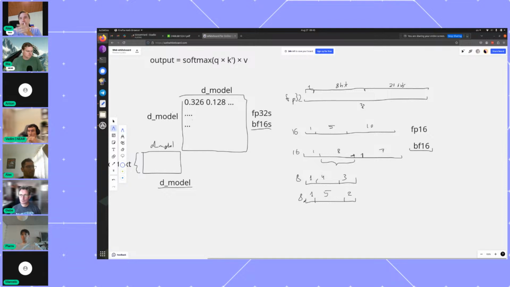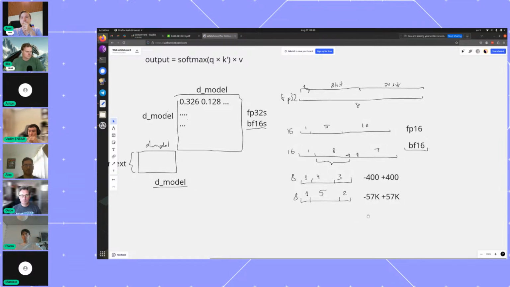And I think I'm actually not quite up to speed in terms of what people use for 8-bit, but either of them is very limiting. So this data type, the whole range is like from minus 400 to plus 400, give or take. And this one, I think, is practically from minus 57K to plus 57K, right? So in both cases, the range is pretty low already, and the precision you have is 2 or 3 bits.